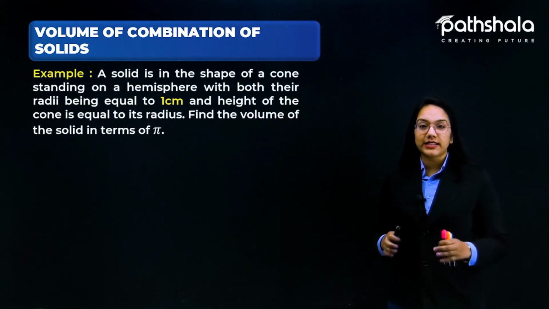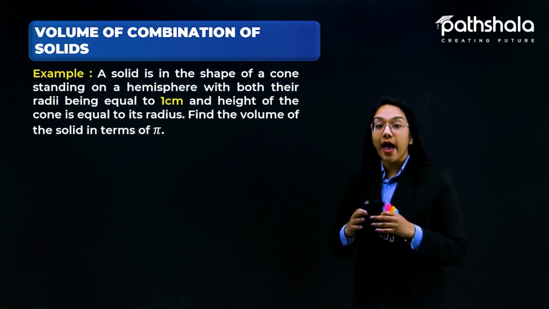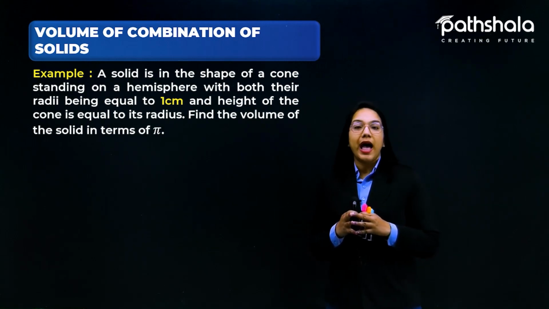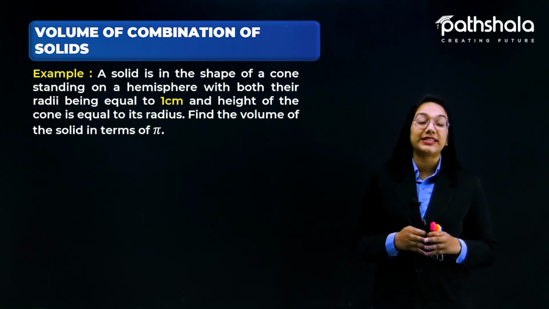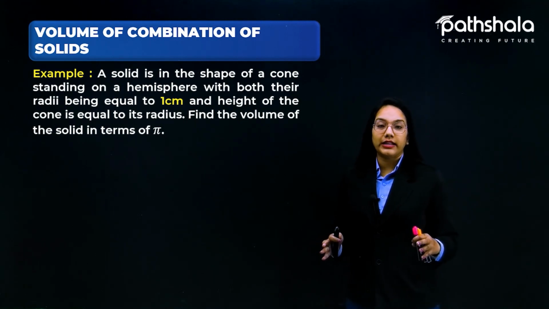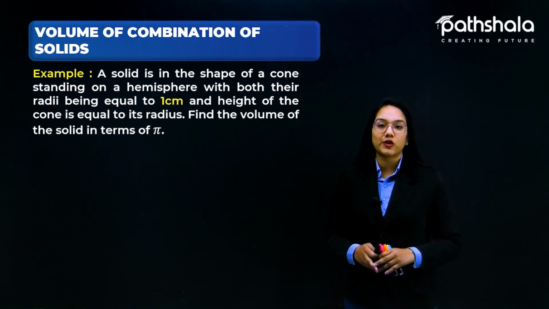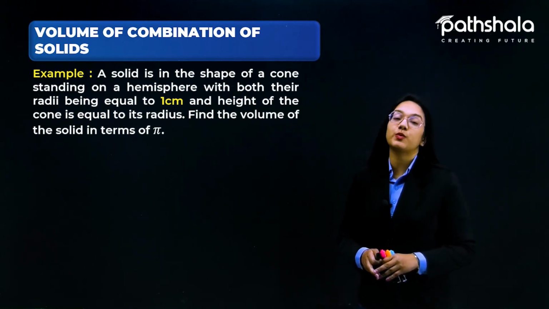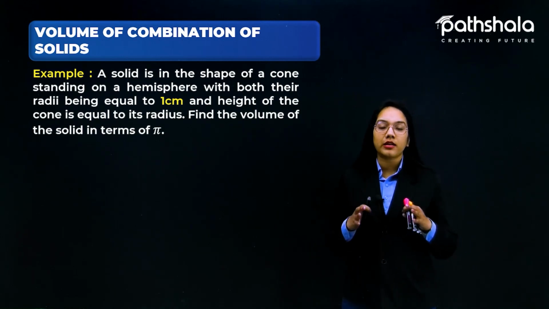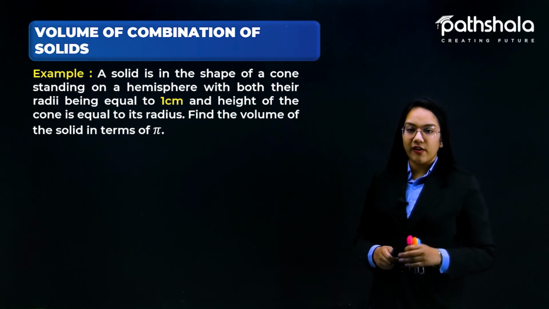The very first example is: a solid is in the shape of a cone standing on a hemisphere with both their radii being equal to 1 centimeter, and the height of the cone is equal to its radius. So it is already given to us that the height is equal to the radius, and further it says find the volume of the solid in terms of pi. It means we do not have to solve for the value of pi, the volume remains in terms of pi. So let's form the figure for this one.